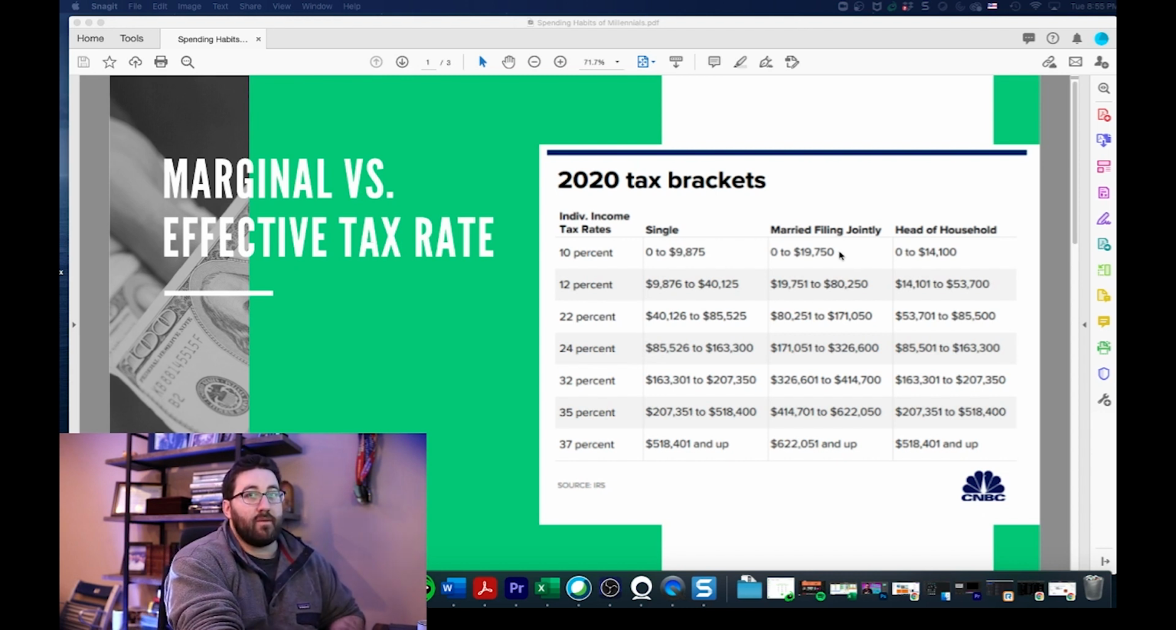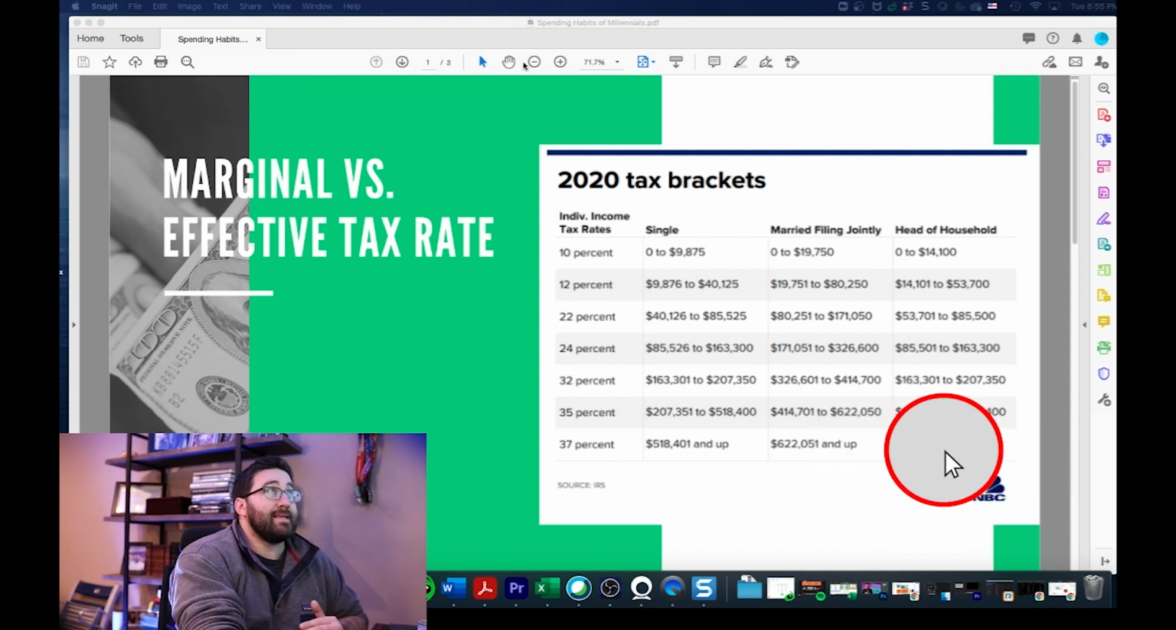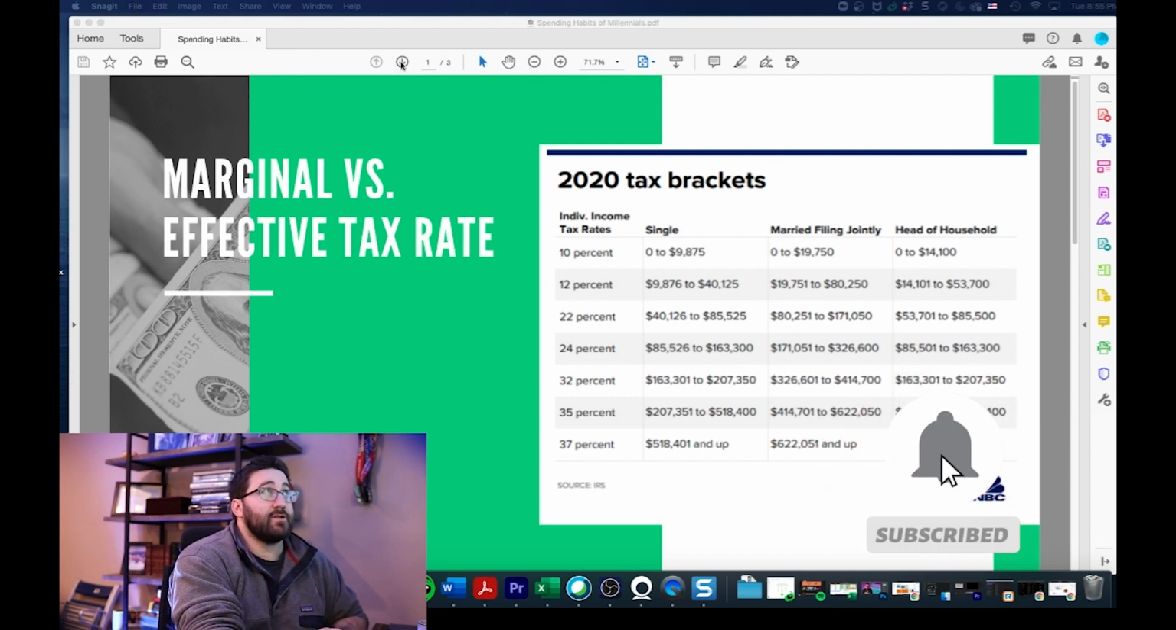So that's just important to know, because for every dollar more you make, you're going to want to make sure you control and understand where those tax brackets are coming in, because if you're making more money and not doing anything to protect that money, you might be owing more and more taxes. So that is how the tax brackets in a nutshell work.